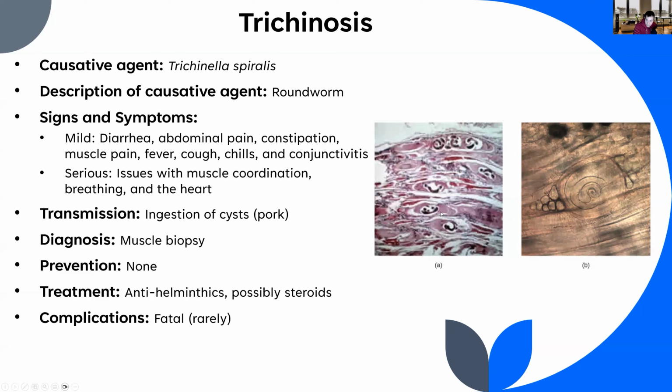So here you're seeing the worms and the cysts that are embedded in the tissue of somebody who's been infected with this. And this is what you're looking at. You do a muscle biopsy and you're looking for these inclusions. There's no prevention for this. Cook your pork thoroughly. Treatment is antihelminthics and possibly steroids to help the body rid itself of the worms. It is fatal very rarely. Again, it depends on which muscles are being infected.